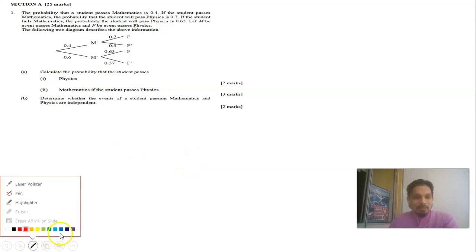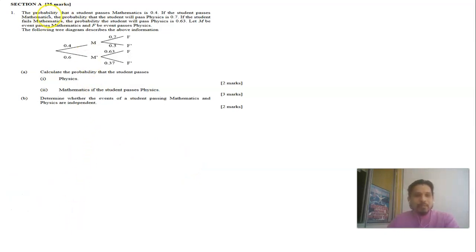So, for question number 1, the probability that a student passes mathematics is 0.4. If the student passes maths, the probability the student will pass physics is 0.7. Okay, you may just read all the question by yourself. And look at this one here. This we call the probability tree diagram. If the student passes maths, then the probability the student passes physics or fails physics, and if not passing maths, then passing physics or not passing physics. Okay, so calculate the probability that the student passes physics.